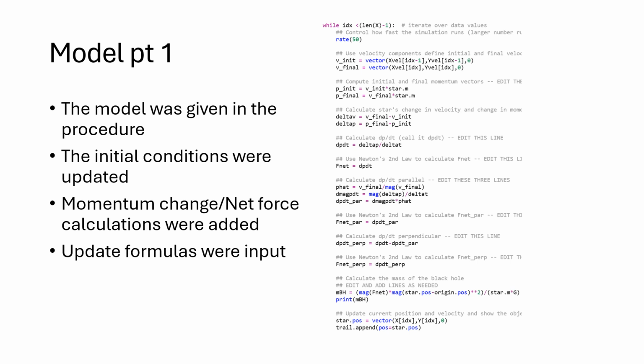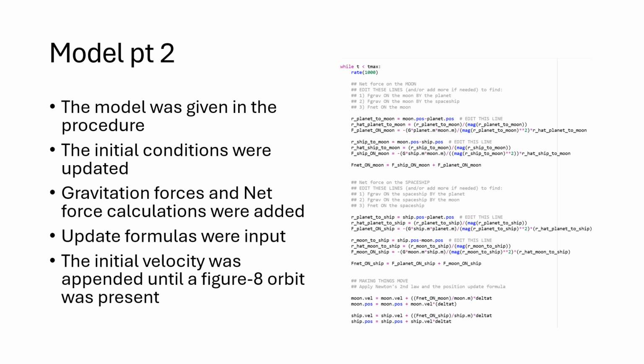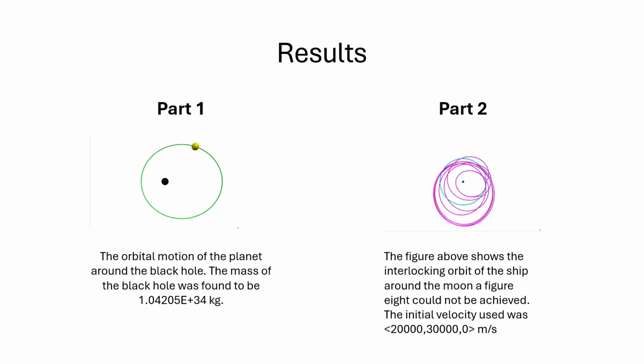This is the model. The model is given in the procedure. The initial conditions were changed. Momentum change and net force calculations were added, and the update formulas were input. That's all shown in the figure to the right. The part 2 model was given in the procedure. Gravitational forces and net force calculations were added. Update formulas were input. The initial velocity was adjusted until a figure-8 orbit was present, sort of.